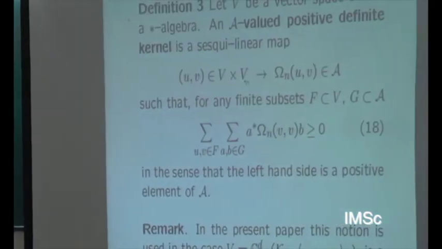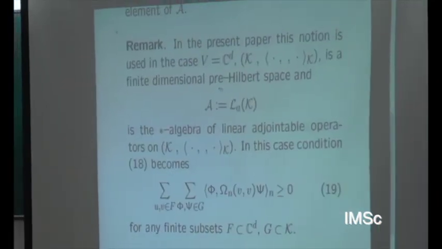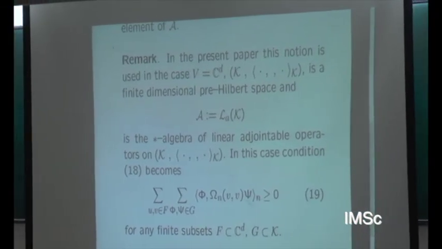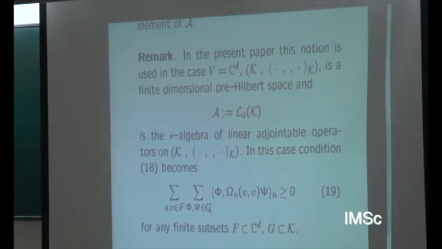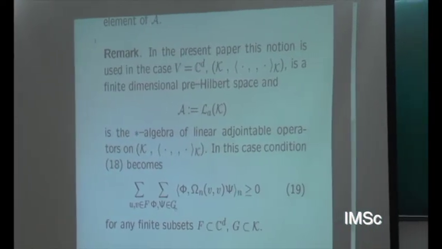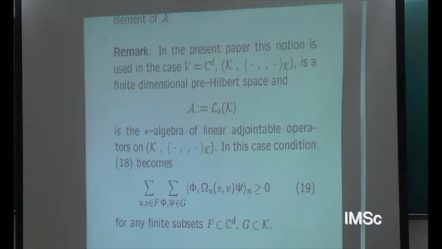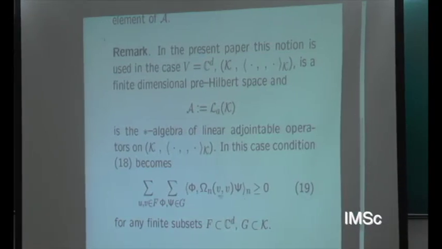So this is the idea why kernels arise. And this is the condition of positive definite. As you see, G is a subset of the space K. And U, V, and this should be U. This is a mistake, a misprint. U, UV, not VV. Okay.